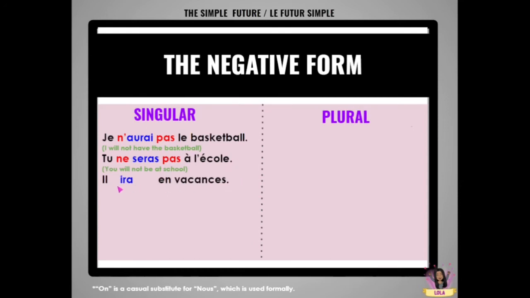The next one is il ira en vacances. And over here, we're going to put an apostrophe because ira starts with an I.